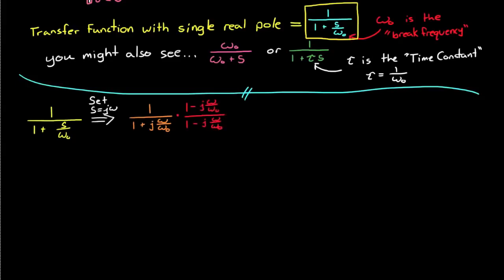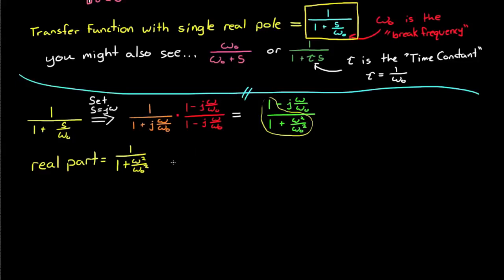And we do that by multiplying by the complex conjugate of the denominator, which is just the real part minus the imaginary part. And this is equal to (1 minus j omega over omega naught) over (1 plus omega squared over omega naught squared). So you can see from this solution that the real part is just 1 over the denominator, and the imaginary part is minus omega over omega naught over the denominator.